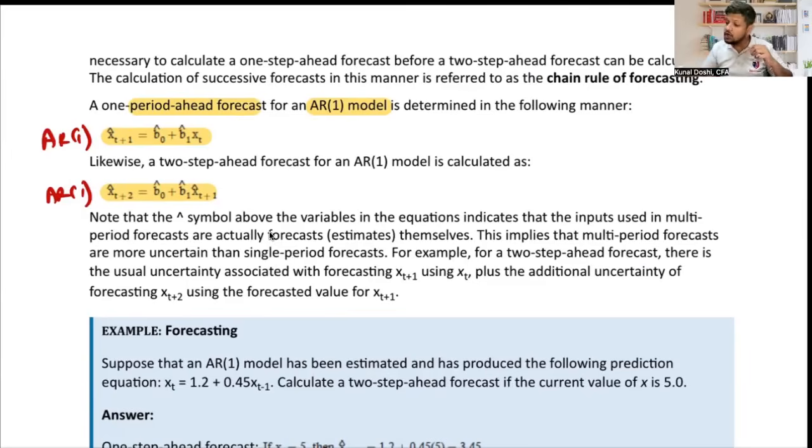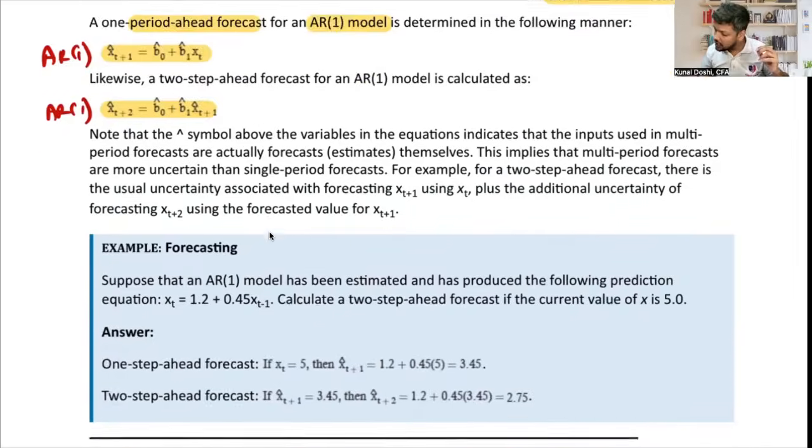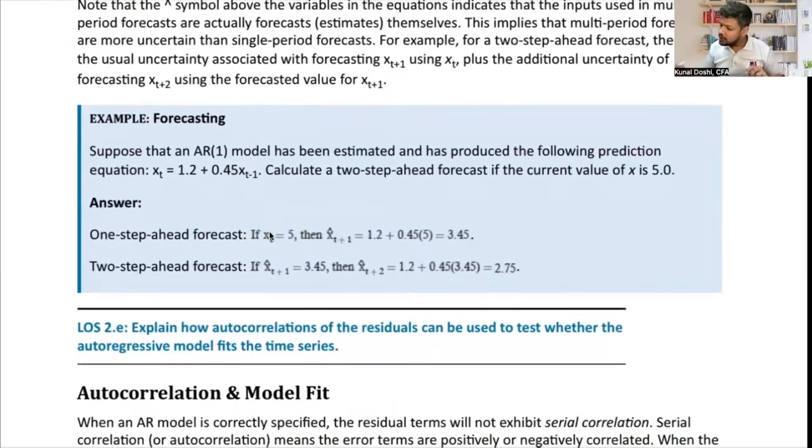This is why it is called the chain rule of forecasting, because you will have to go to the second year, not directly. First, you'll have to go from the current year to the next year, then to the further years. This is how we will use the AR model in forecasting step by step. That's why it's called the chain rule of forecasting. Okay. So let me show you how it works here.